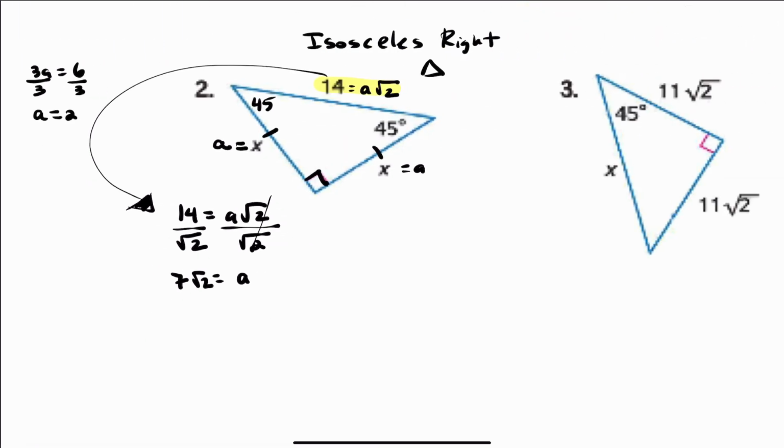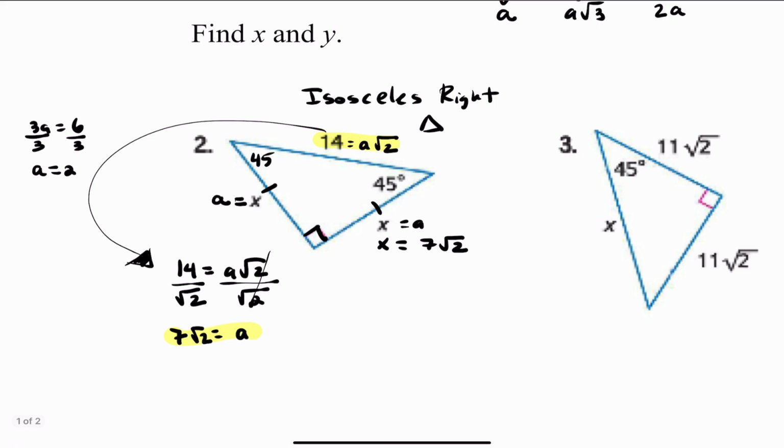Now, if A is equal to 7 root 2, what is X equal to? Well, X is equal to 7 root 2. And I know it's saying find X and Y, but there's only X's. So we only need to find X here. There's no Y here. It's just an X, no Y. This is your answer. And then you can go ahead and move on.